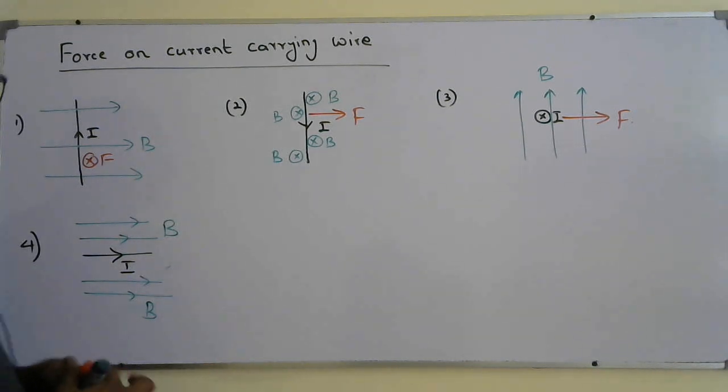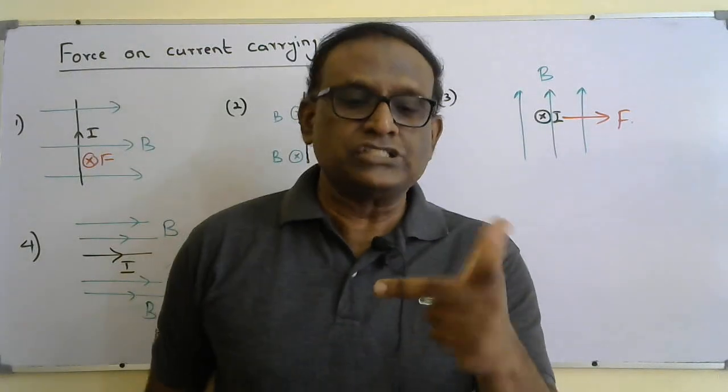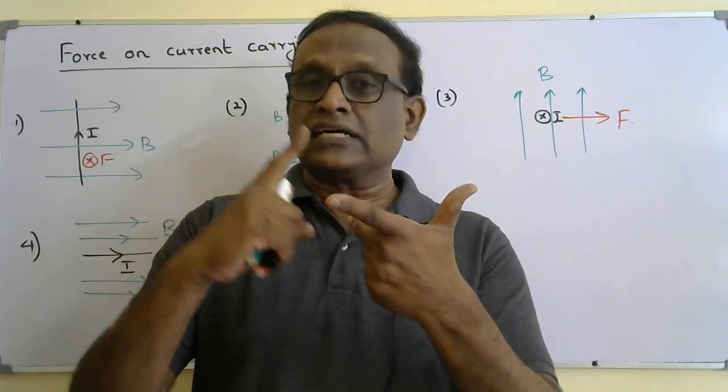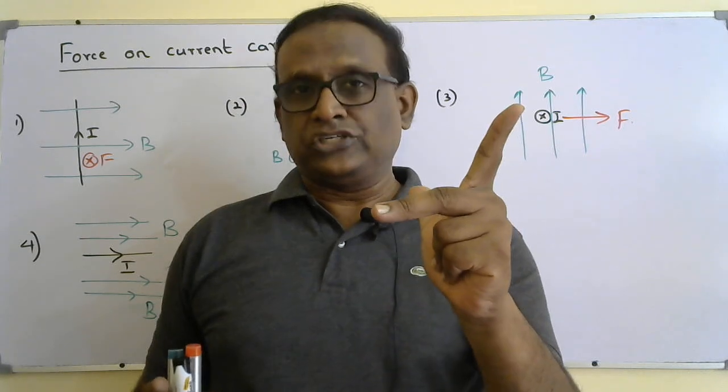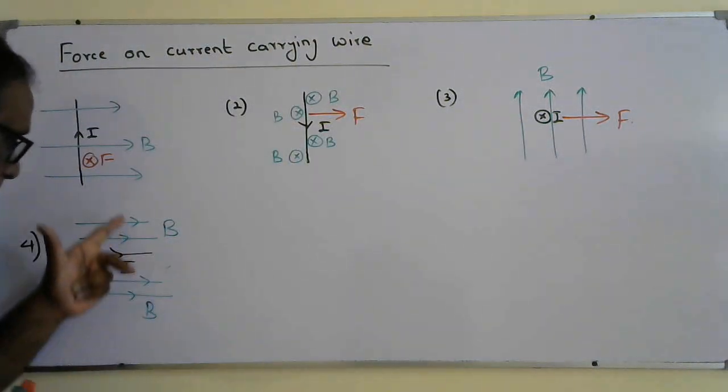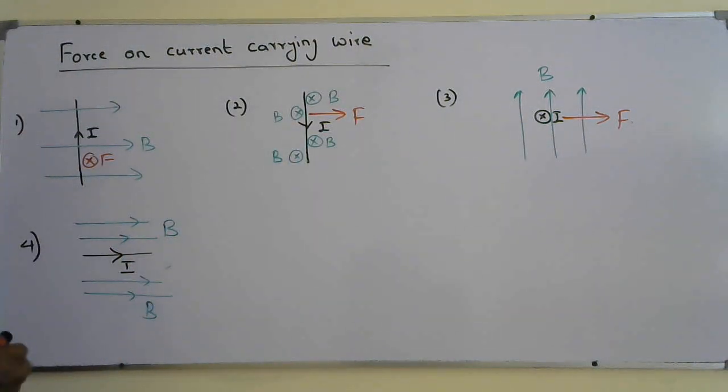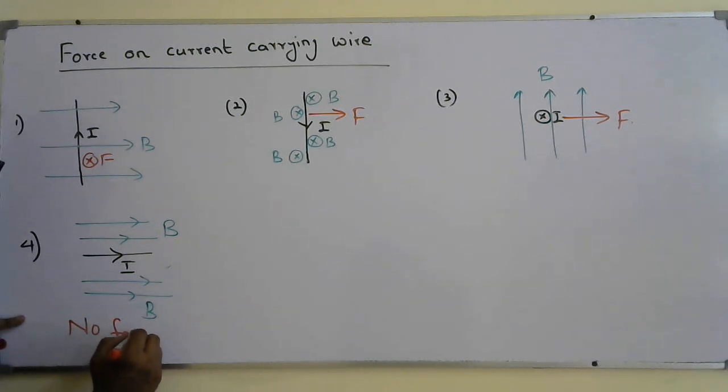So here you can't use Fleming's left hand rule because they should be at right angles. The direction of the current and the direction of the magnetic field should be at right angles to each other. Since they are parallel, the only answer is no force. There is no force on the wire.